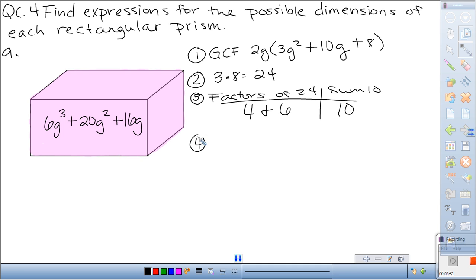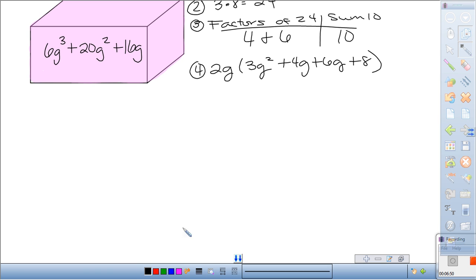So don't forget to include your 2g. 2g times 3g squared, leave your first term alone, plus 4g plus 6g plus 8. So remember, we haven't changed this, we've just rewritten it. So instead of 10g, we have 4g plus 6g, so that now we have 4 terms, and we can use our grouping method. So I'll bring down my 2g. We know we're leaving that alone, and now I'm going to group these together. So I have 3g squared plus 4g is my first group, and 6g plus 8 is my second group.